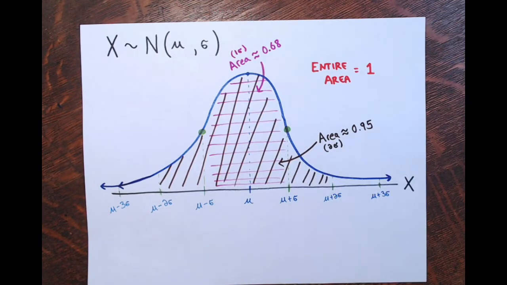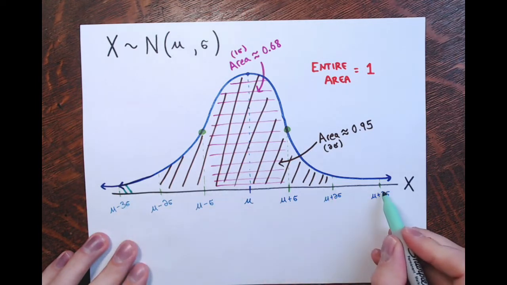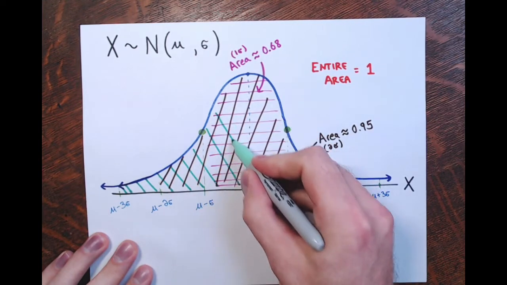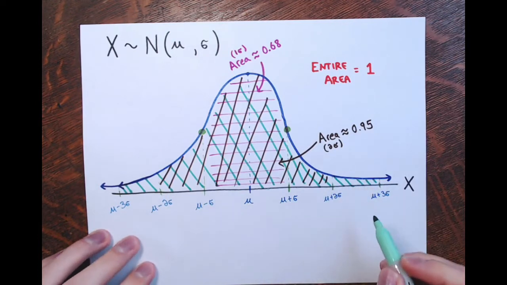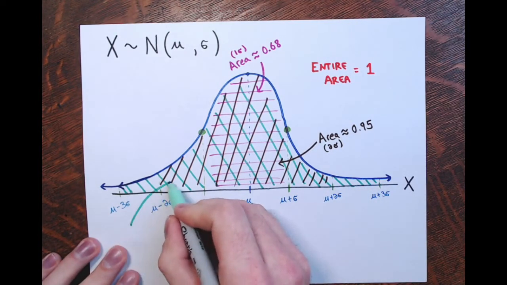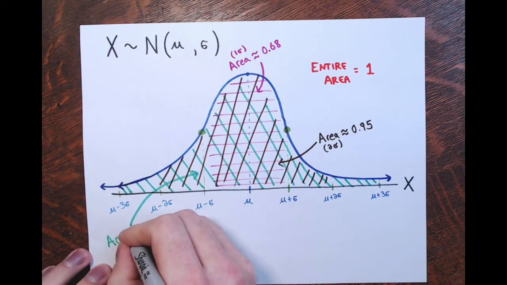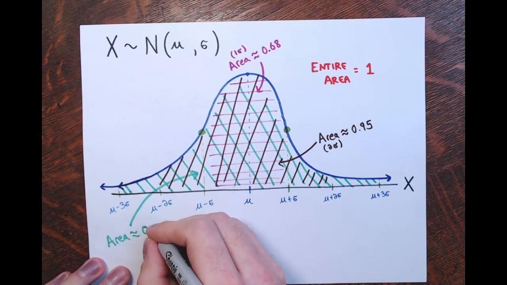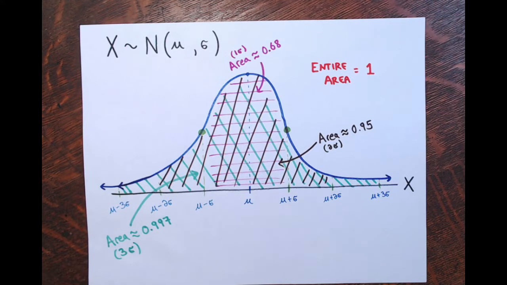All right, and then the area within 3 standard deviations, so from mu minus 3 sigma all the way to mu plus 3 sigma. This area here, I'm just cross-hatching the other way. This whole area in this color is approximately 99.7% of the entire area, so 0.997. And this is within 3 sigma, 3 standard deviations.